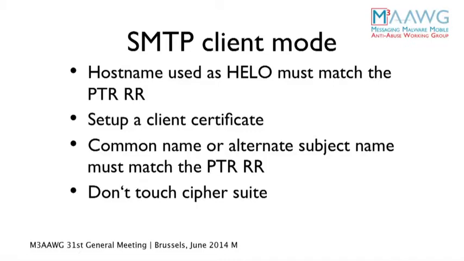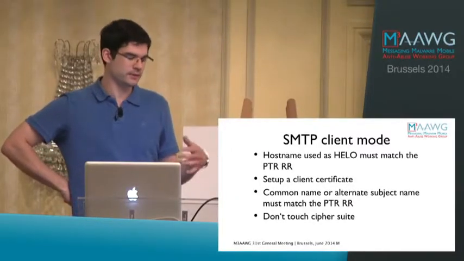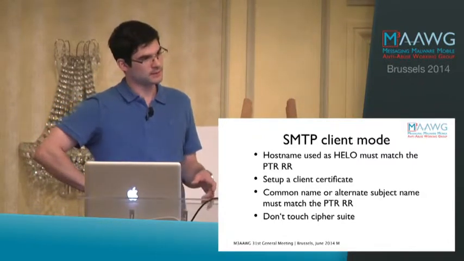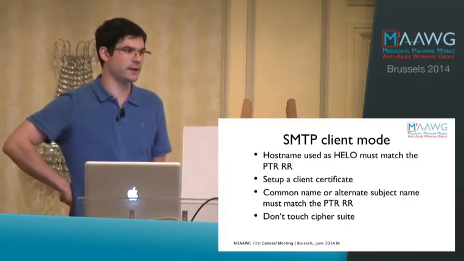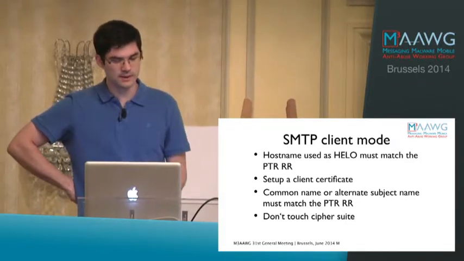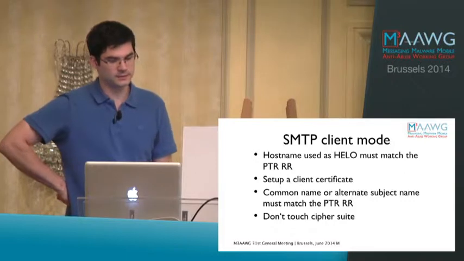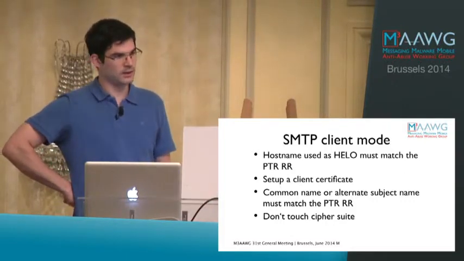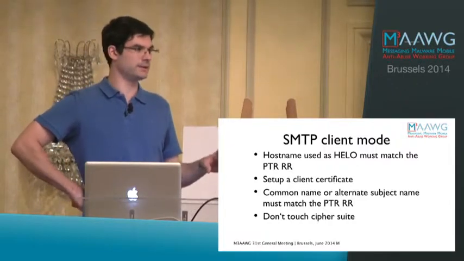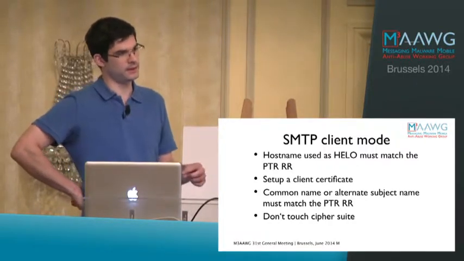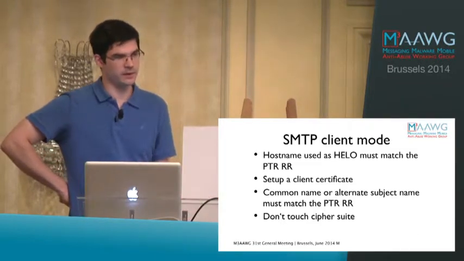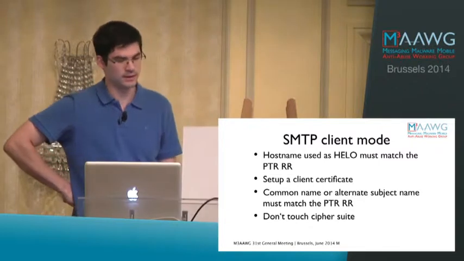When you go to SMTP client mode, we recommend to use the hostname in the hello message, and that the hostname matches the record in the DNS. We also recommend to use a client certificate to authenticate clients. We also recommend to use in the certificate a name that matches the PTR record, or at least the alternative subject name in the certificate matches it, and not to touch the cipher suite for the SMTP client. So just keep the cipher suite as it is in the SMTP client.